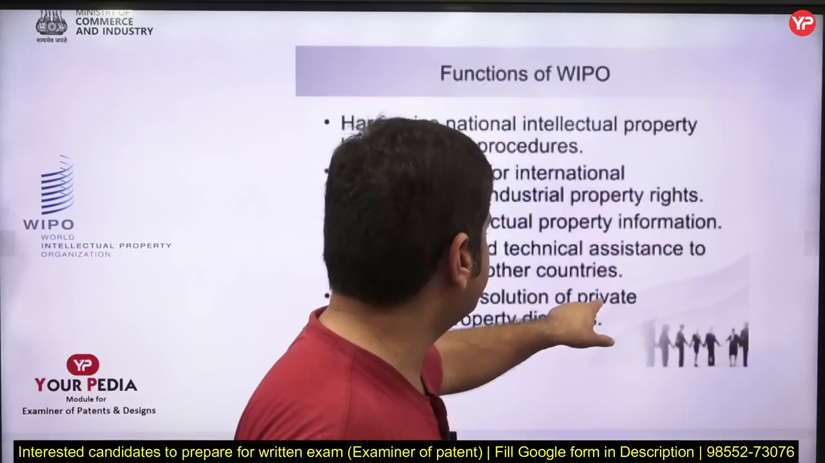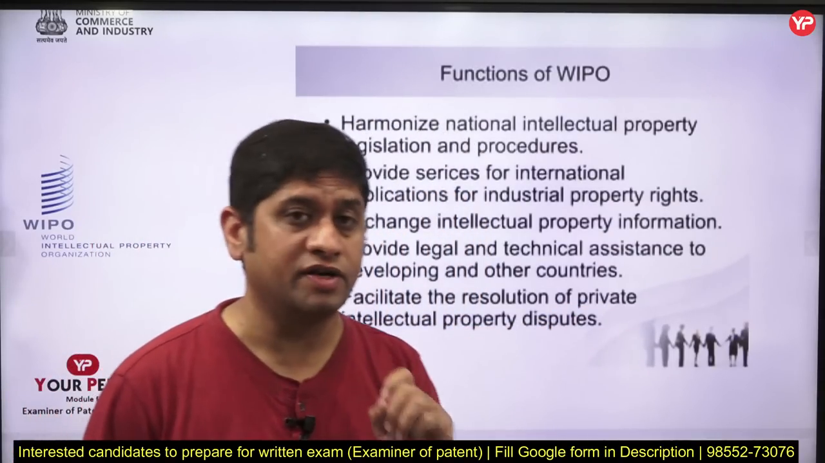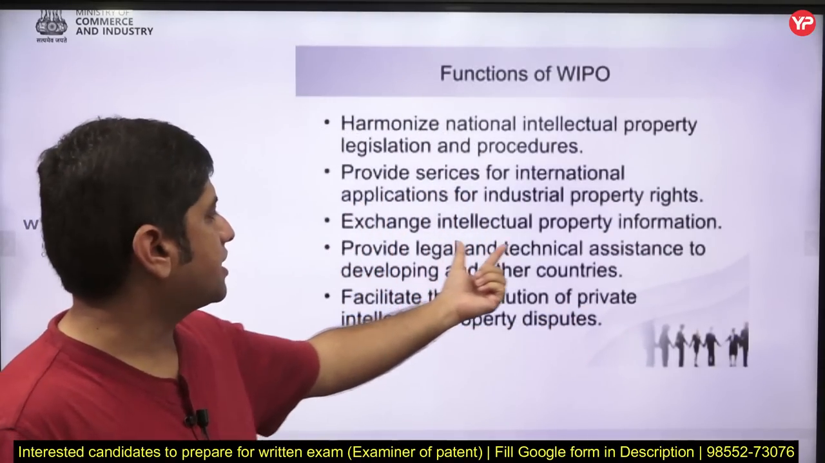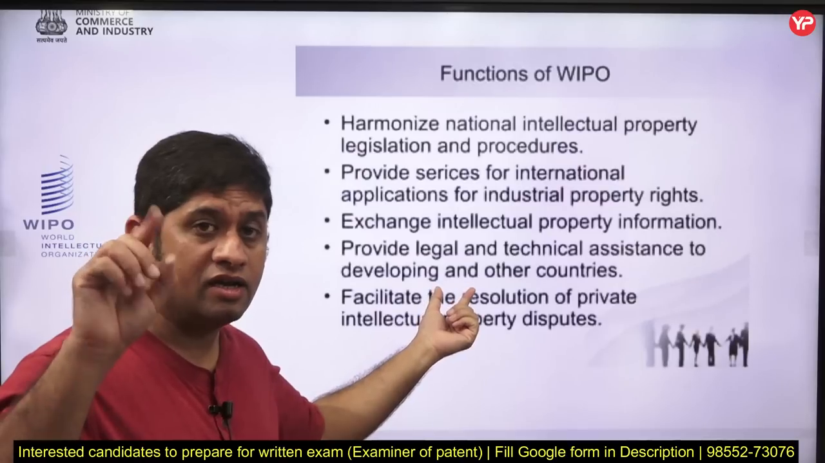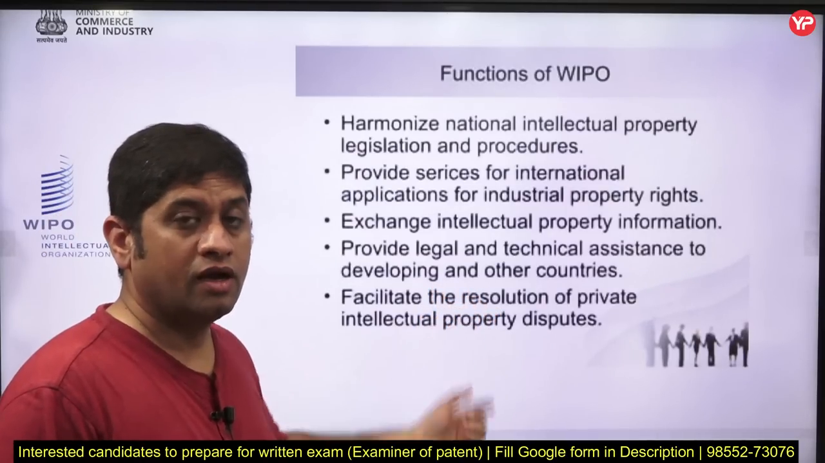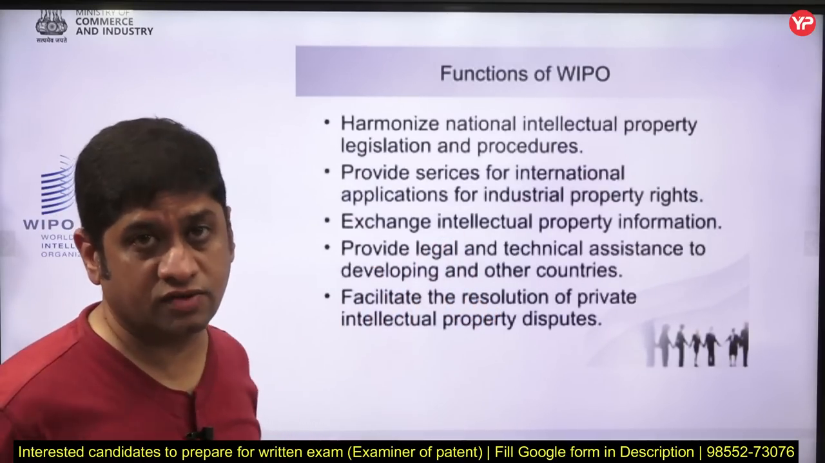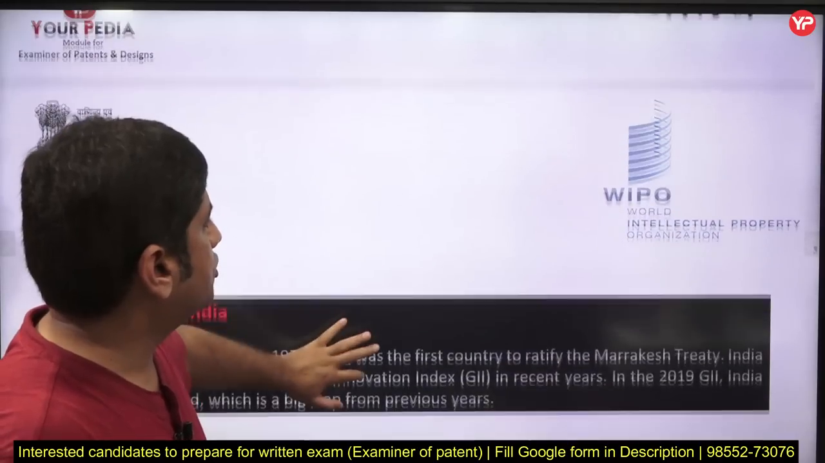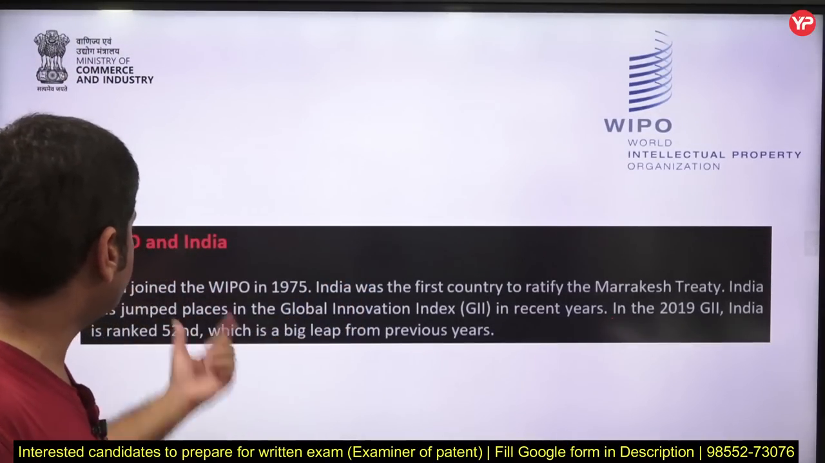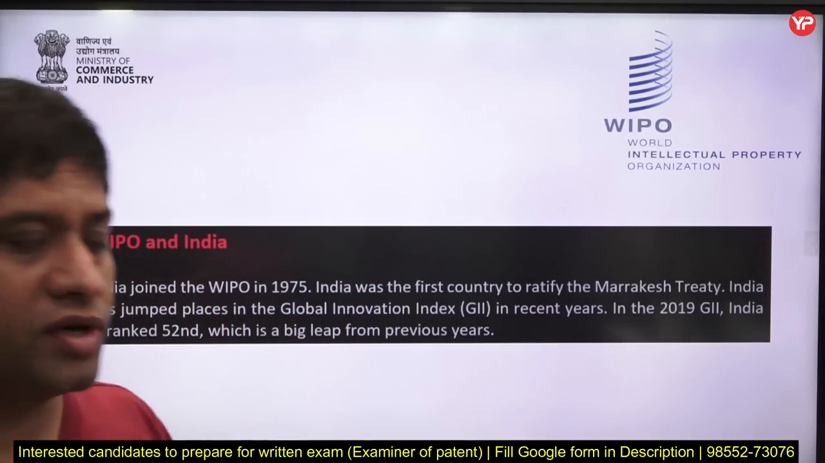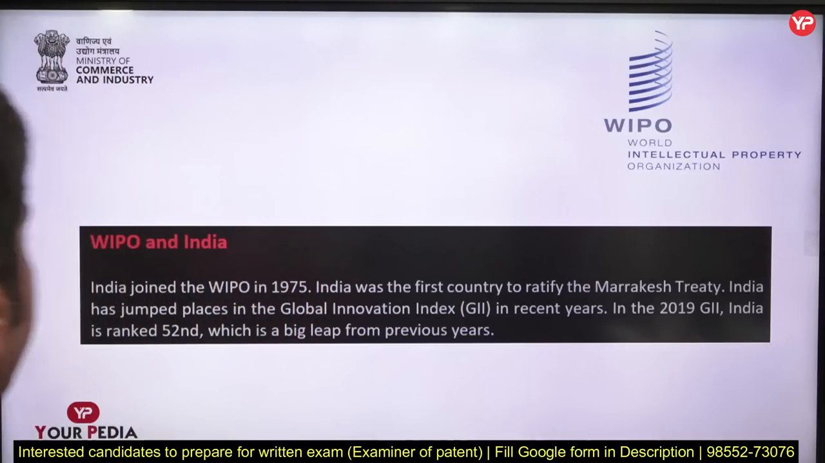Resolution of private disputes, government and private disputes, legal and technical assistance. It does not depend on the mercy of the United Nations for financial support, so it does not give you financial support either. What is India's relation with WIPO? India joined it in 1975, and was the first country to ratify the Marrakesh Treaty.